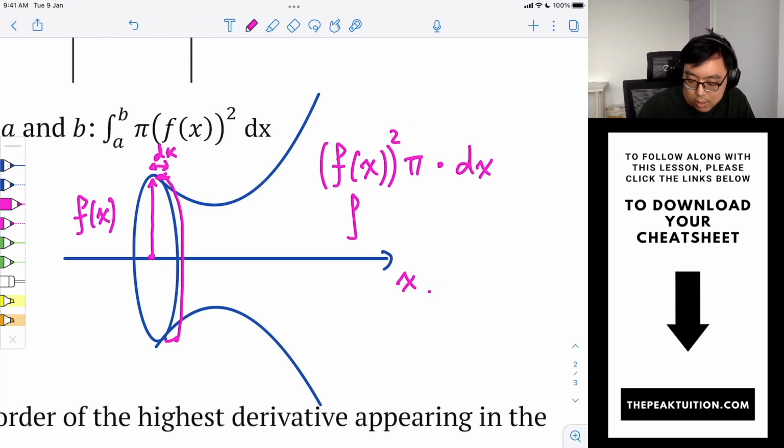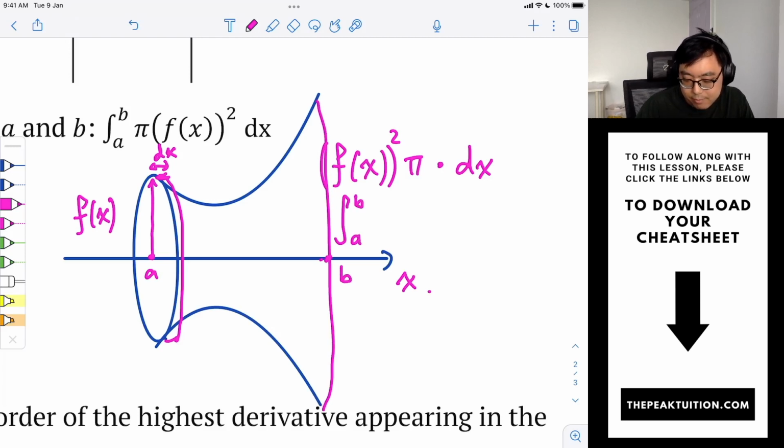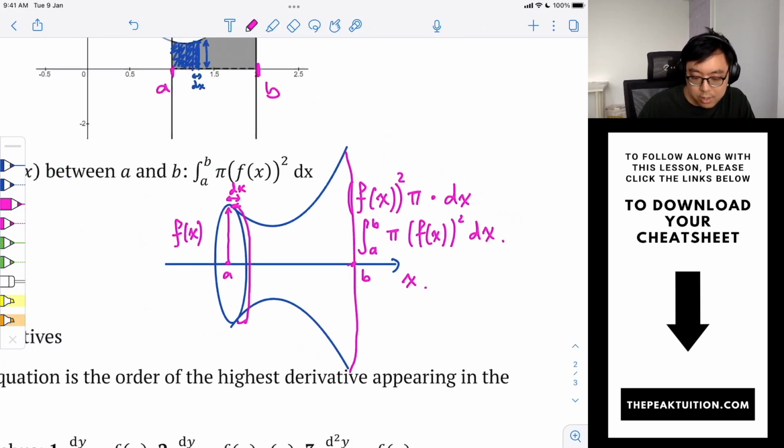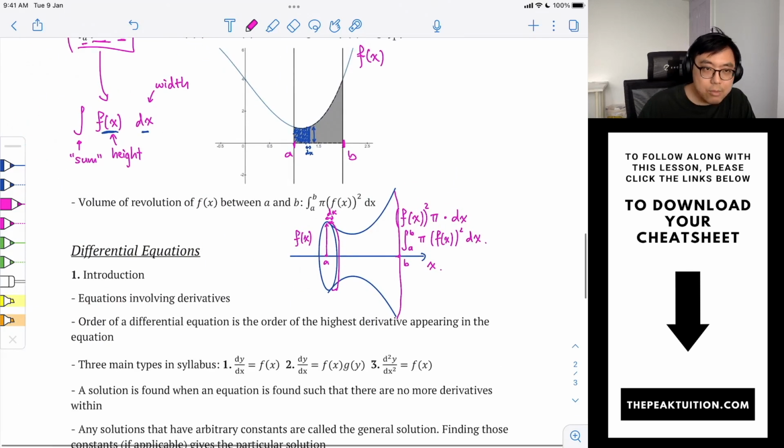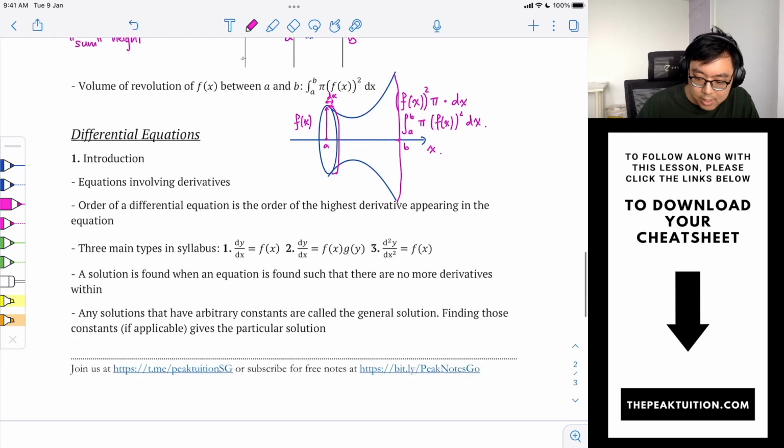Then we just need to integrate. Let's say this is a, and this is b. Then we need to integrate from a to b of pi (f(x))^2 dx. And this tells us the volume of this entire volume of revolution. So thinking of it as a slice actually really helps. I hope this was useful.